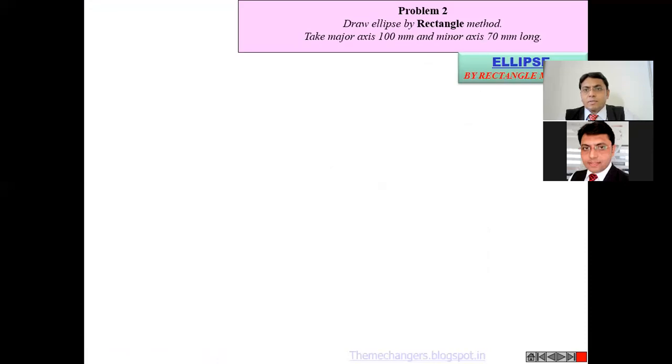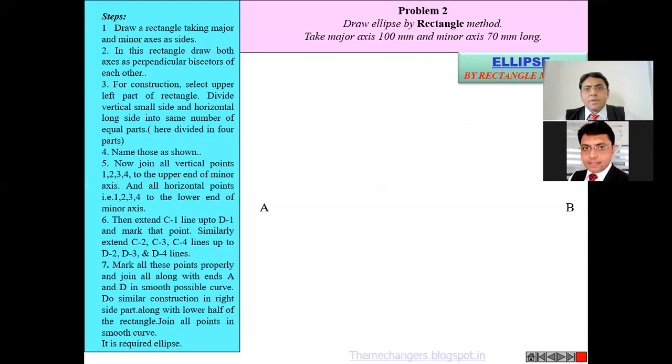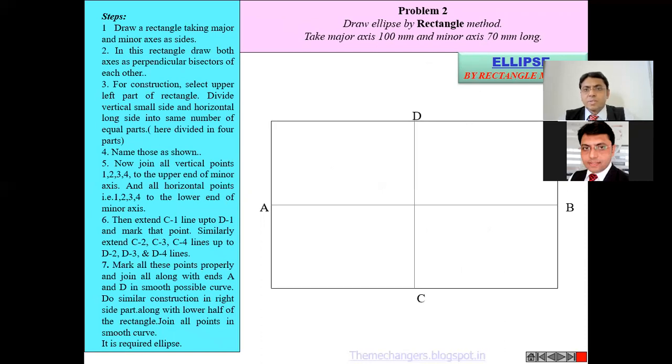The second one is the rectangle method for the ellipse. Everyone can see that we are again taking the major axis of 100 millimeter and minor axis of 70 millimeter, and first creating a rectangle with the major and minor axes. Then we divide it into equal parts. Suppose A2 is the center point of the major and minor axes, and the distance is distributed into 4 equal parts. The same 4 equal parts are distributed along the vertical line from the extension of the D point horizontal line.